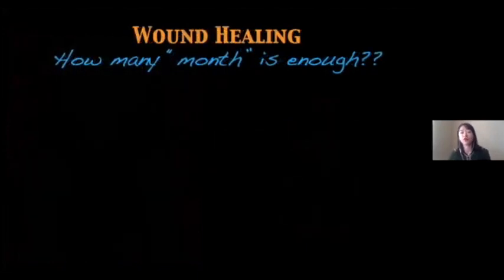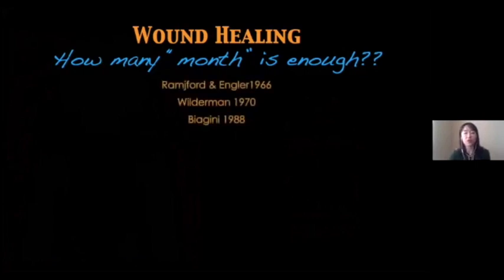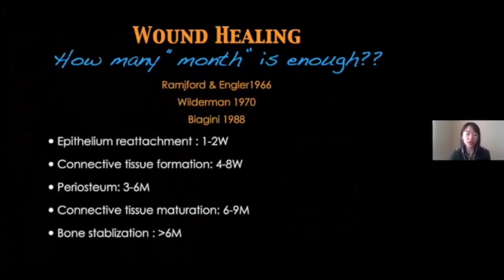And the second question people usually ask is how many months is enough for the healing of this crown lengthening procedure. Based on some basic literature on wound healing, we can see that epithelium reattachment usually takes 1 to 2 weeks. Connective tissue formation usually takes 4 to 8 weeks. For the periosteum, it's 3 to 6 months, much longer. For connective tissue maturation, it's 6 to 9 months. And for bone stabilization, it definitely needs more than 6 months to heal.